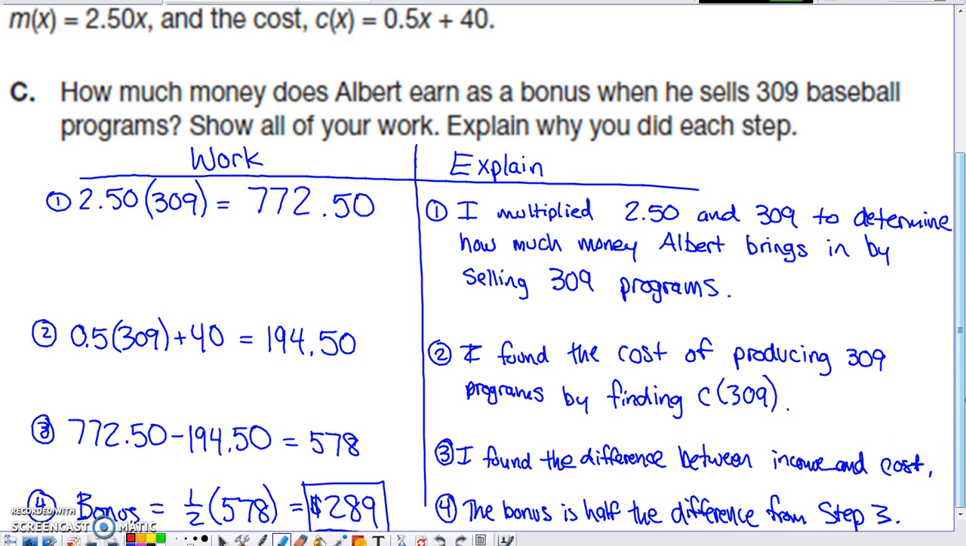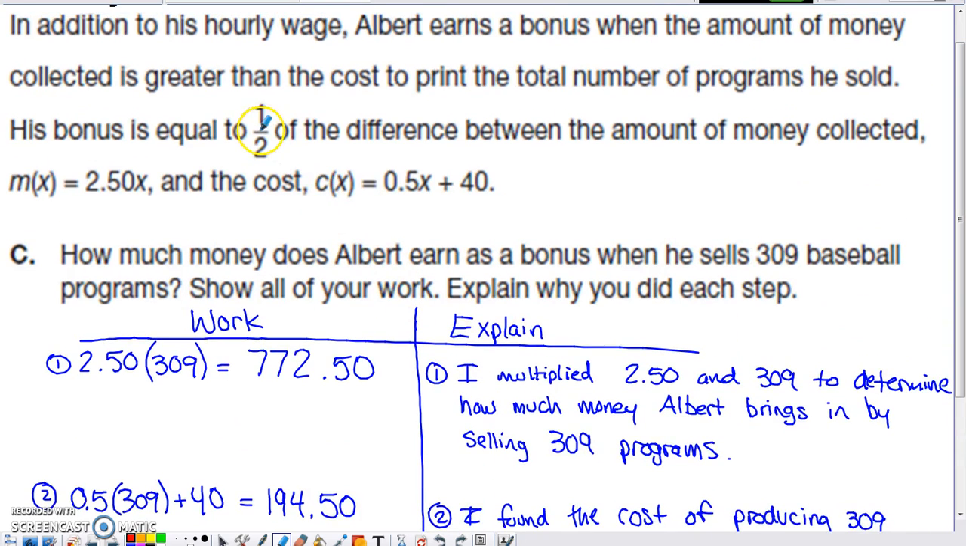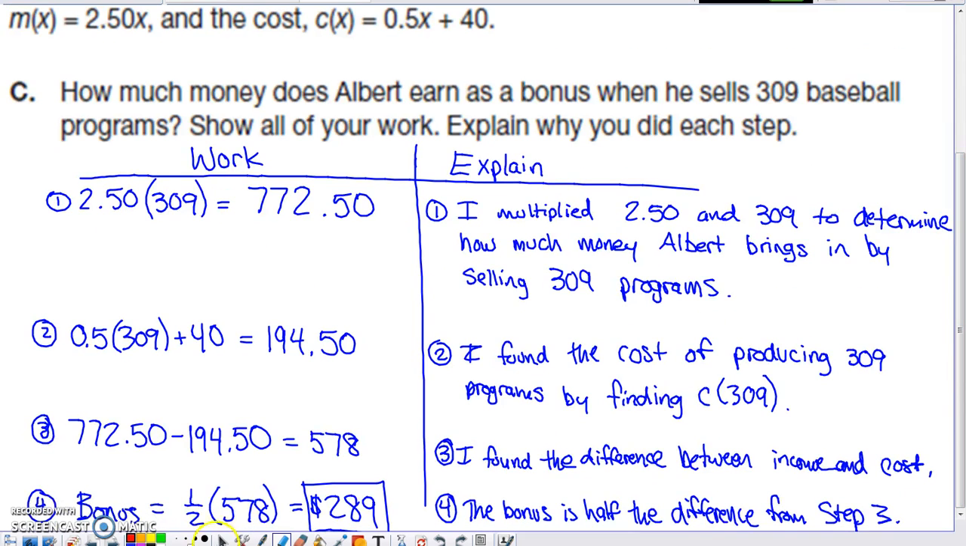And then the last part, I wanted to find his bonus. So his bonus is equal to half of that difference. And so I just took the difference, 578, multiplied it by 1/2, did that calculation on the calculator. Nice little bonus he's going to get if he sells 309 programs. He's going to get $289 as his bonus. And then why did I do that? Well, the bonus is half of the difference from step 3.